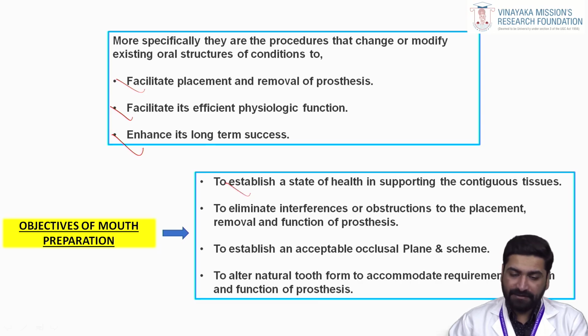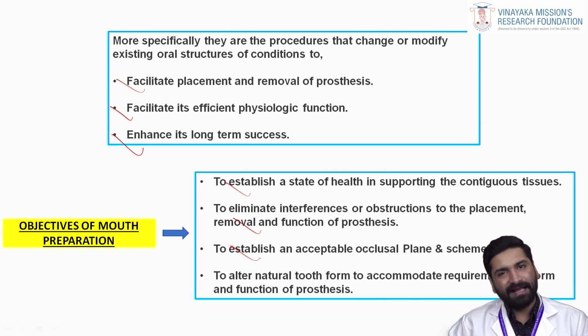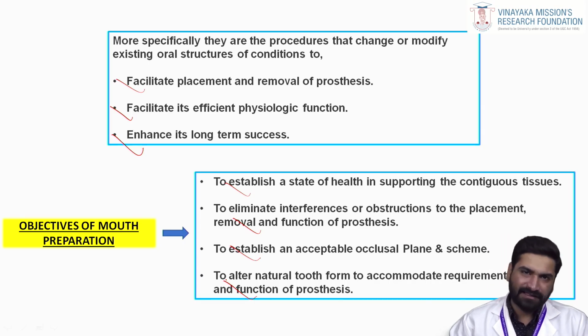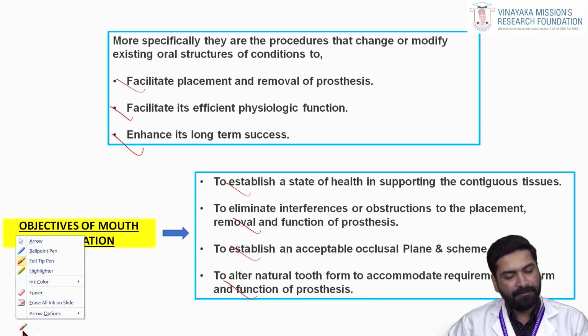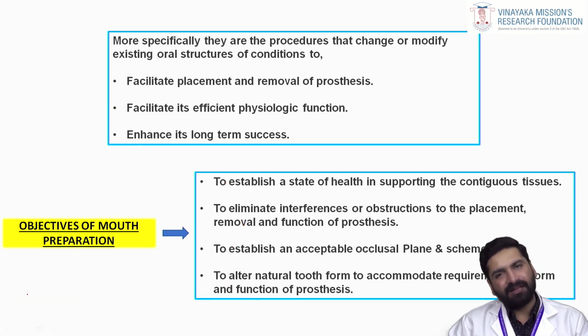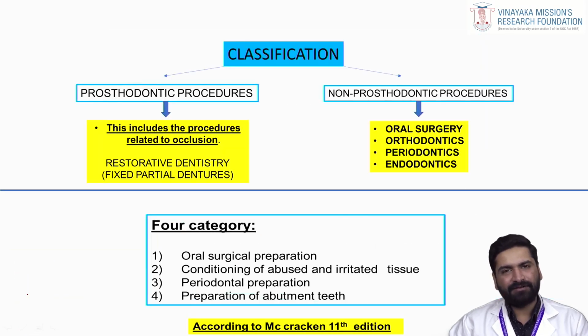Again, to establish a state of health in the supporting contiguous tissues, to eliminate interferences or obstruction to the placement, to establish an acceptable occlusal plane and scheme, and to alter the natural tooth form. See, sometimes you might have to alter the natural tooth and then go with an RPD. There are situations like that also. So ultimately all the objectives should be kept clearly in mind, and then proceed with the fabrication of a cast partial denture.